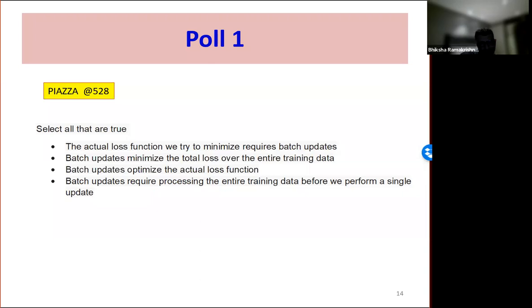Ten seconds, folks. Okay, does anybody want to answer this question? Which are the true statements here? Somebody want to answer this? Shikhar, which are the true statements?